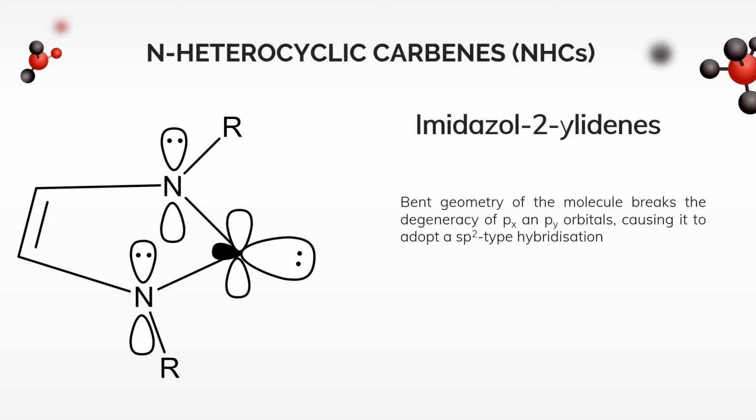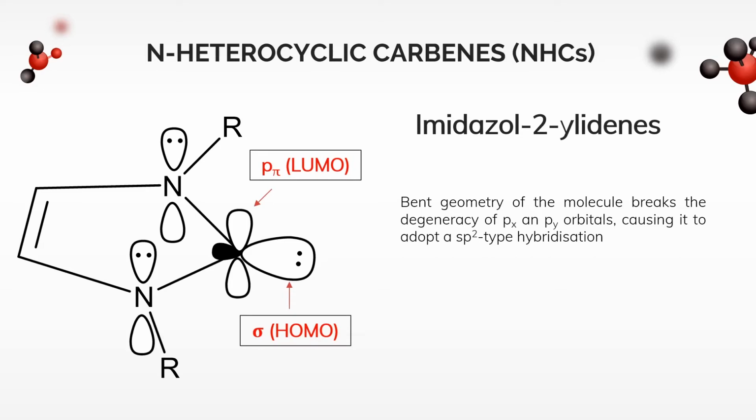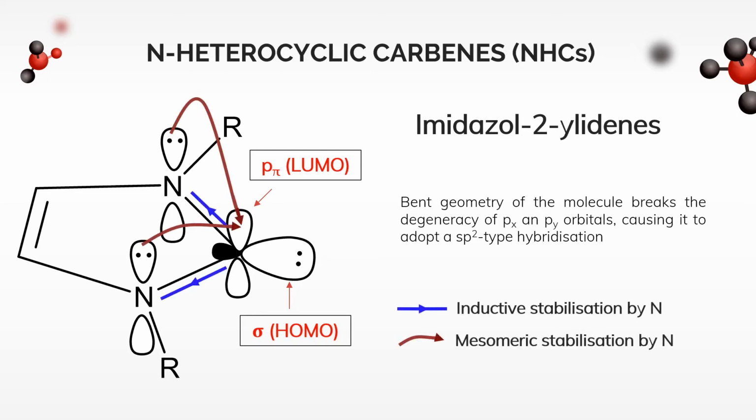The bent geometry of the molecule breaks the degeneracy of px and py orbitals, causing it to adopt sp2 type hybridization. The lone pair orbital is the HOMO, and the vacant p orbital is the LUMO. The carbene center is stabilized both inductively and mesomerically by the adjacent nitrogen.